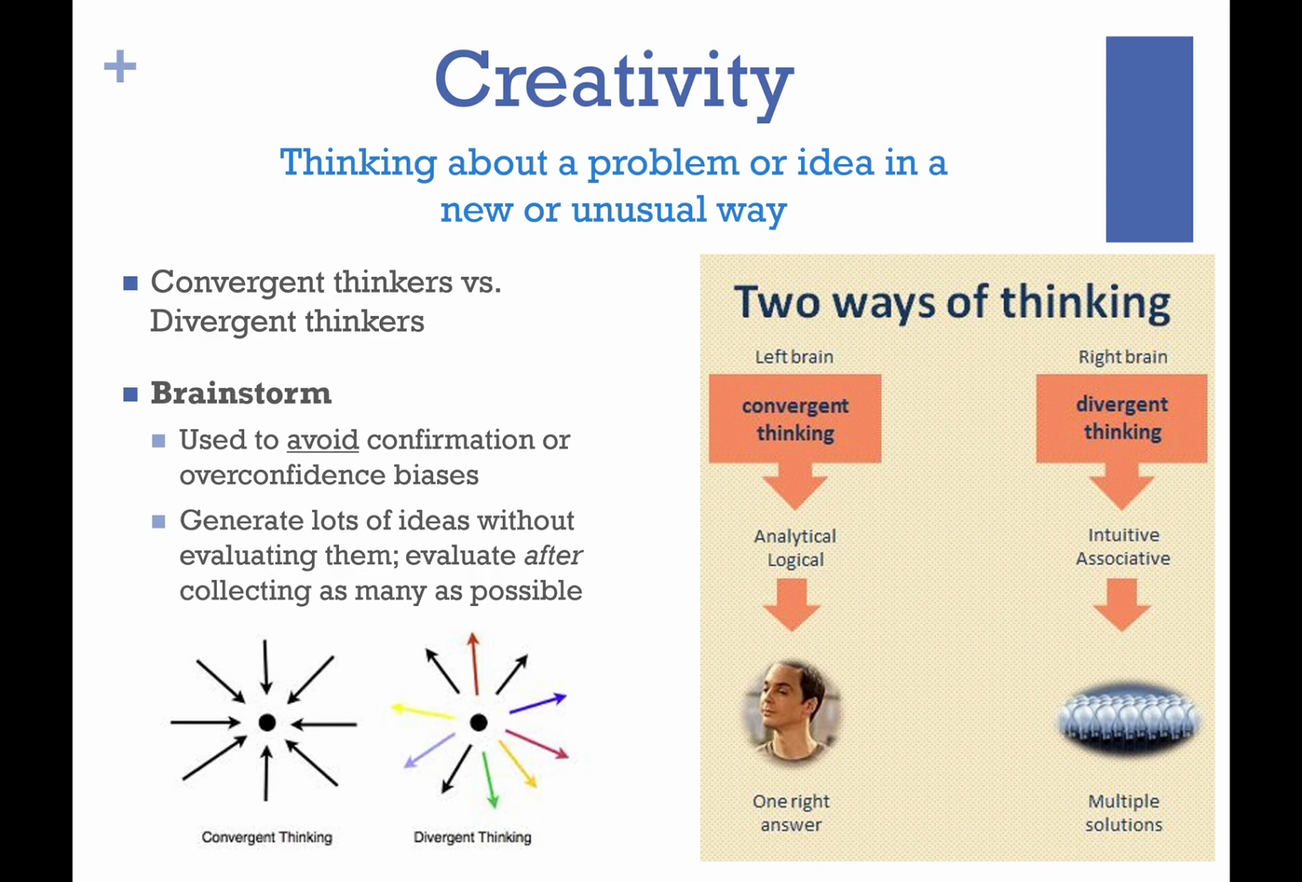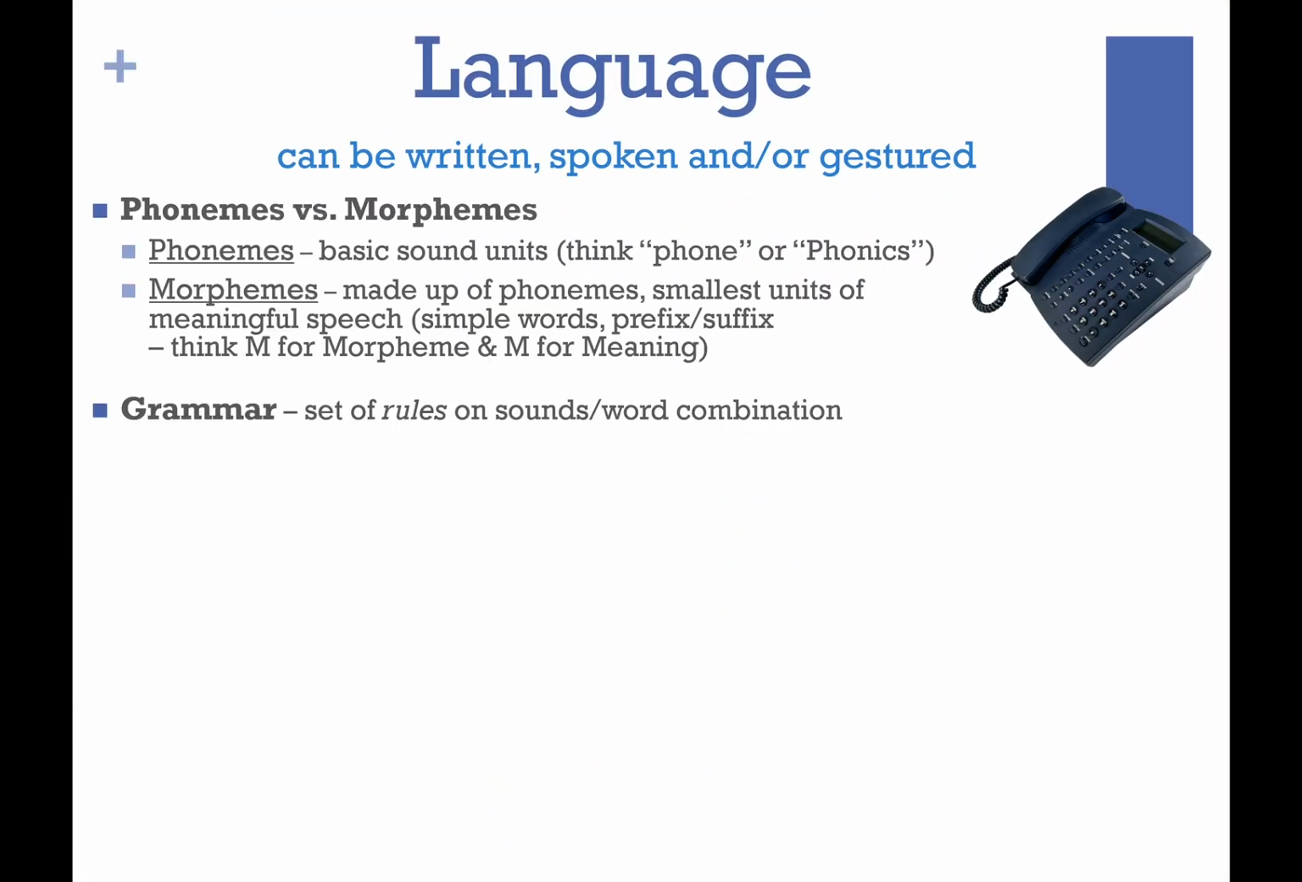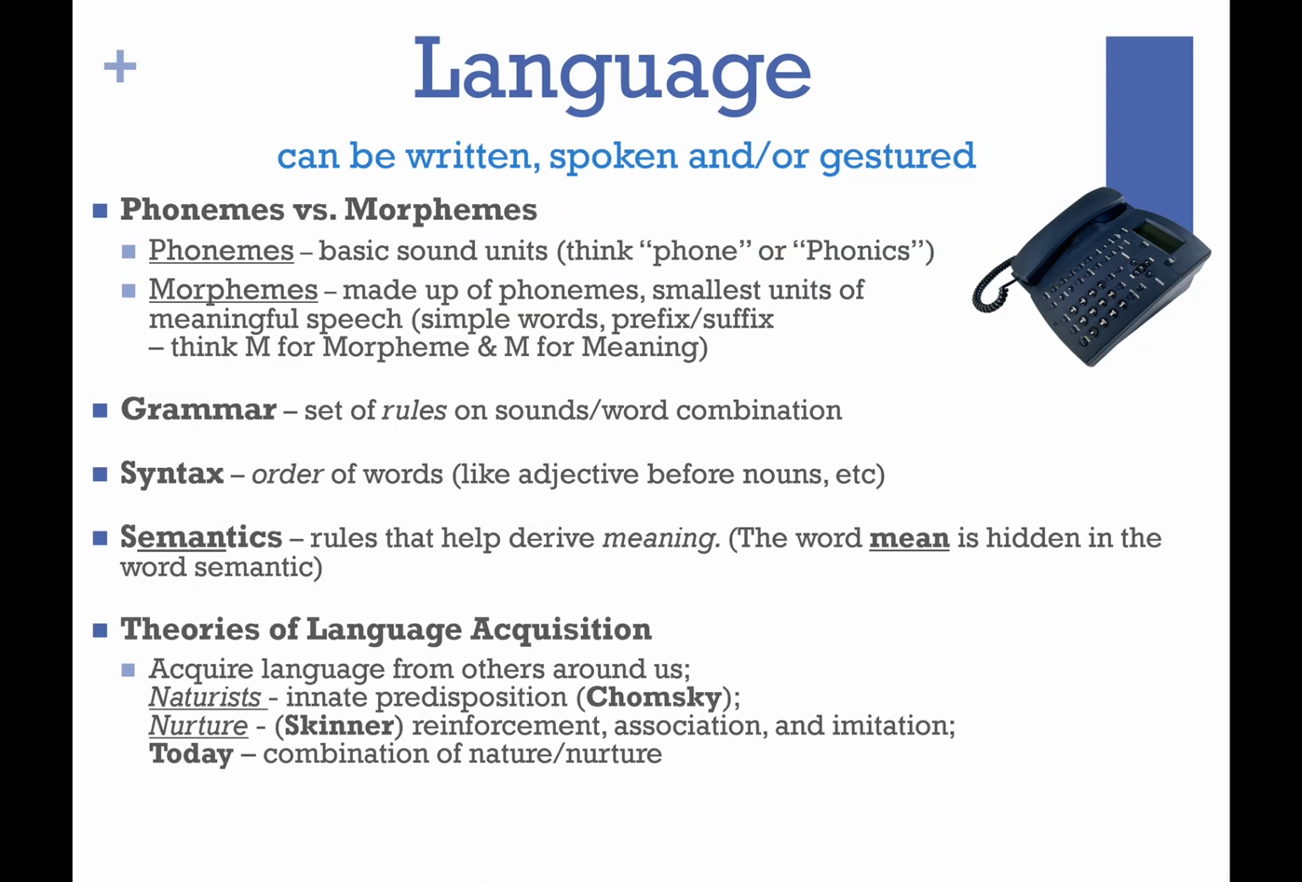multiple possible solutions. Language. Language is broken down into the actual structure of the language itself, which obviously is different for all spoken languages. We have phonemes and morphemes. Think phona as sound. It's the basic sound unit. Morpheme is morphous, to build or to make. So those are all the different words that you can make with the different sounds, the different phonemes.